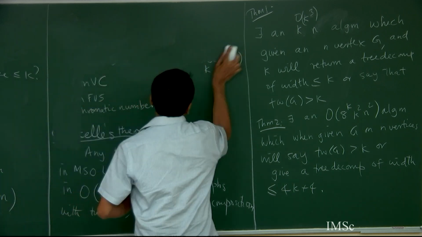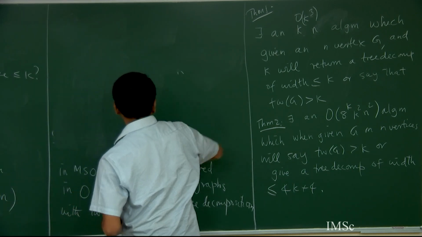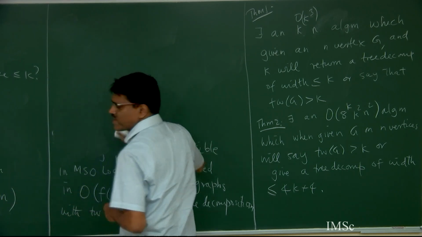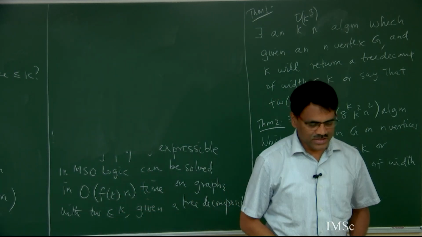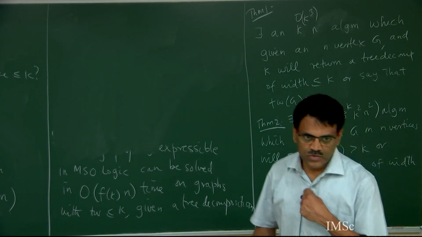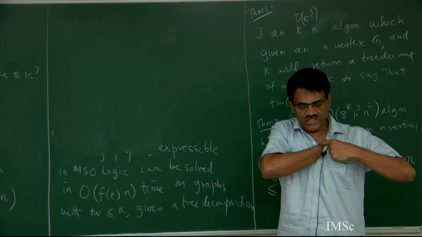To make sense of what Manas is saying, what is the tree width of an empty graph, an edgeless graph? Suppose G is a graph which has no edges.